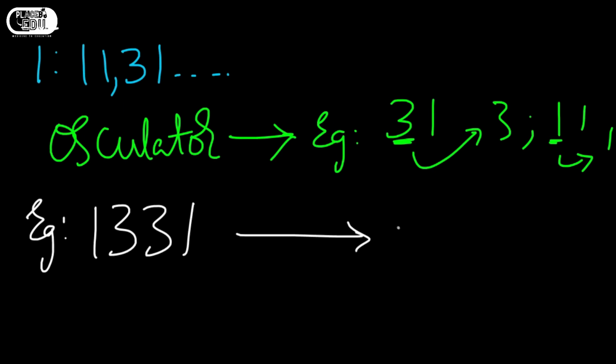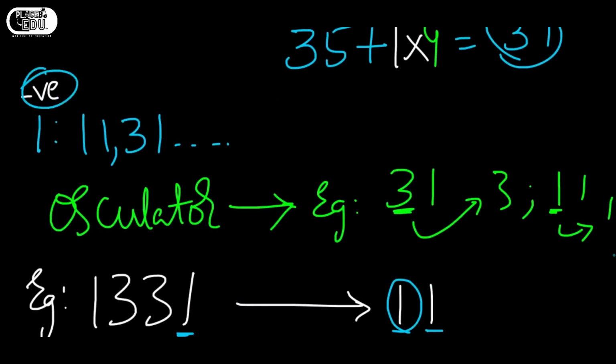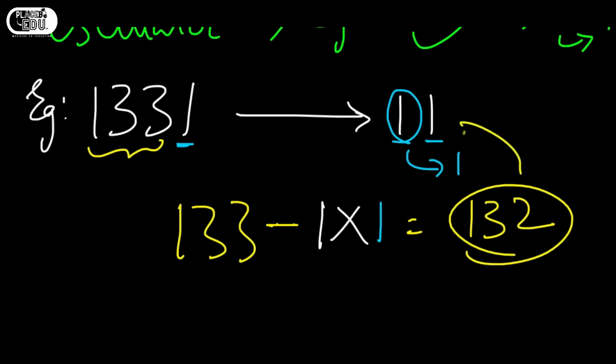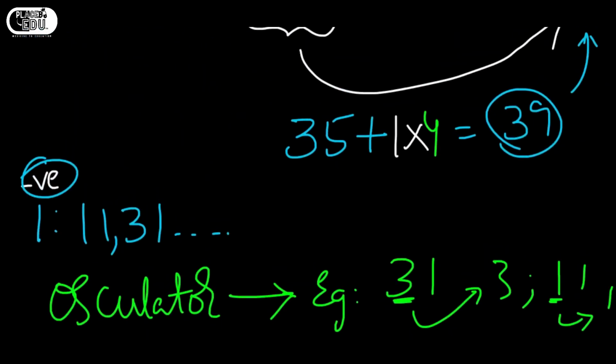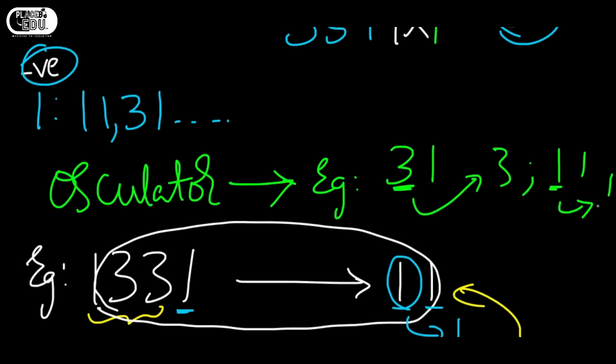Example: 1331. Is this number divisible by 11? I've already told you that for numbers ending with 1, the oscillator will be the previous digit. So here the oscillator is 1. Therefore, I consider the last digit, 1, times the oscillator, which is 1. And since 1 is a negative oscillator, I have to subtract it from the previous digits, that is 133. So I get 132, which is divisible by 11, that is 11 twelves are 132, and therefore 1331 is divisible by 11. Understand? I think it's very clear, right?